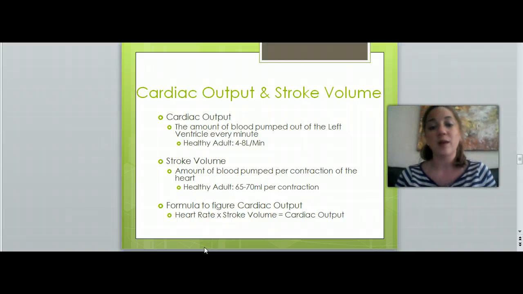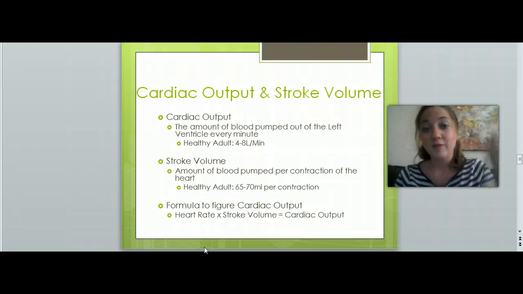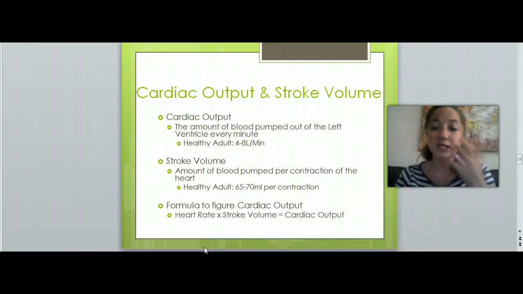Stroke volume is the amount of blood that's pumped out every contraction, okay? So every time you have ventricular systole, blood gets pumped out. Every beat, every contraction, that is stroke volume. In a healthy adult, it's usually 65 to 70 milliliters per contraction, which is still quite a bit considering we have 60 to 100 beats per minute, right? It's a lot of blood getting pumped through those hearts.